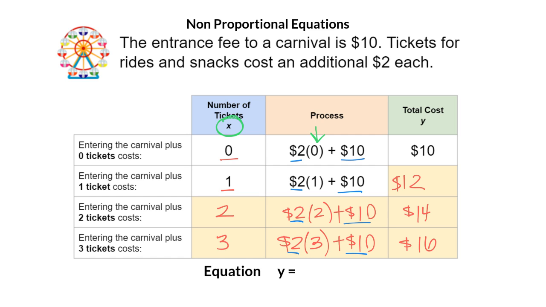So when we write our equation, I know I can have 2 as a number that stays the same. X is going to represent the number of tickets, so I'm going to represent that with the letter X. And then plus 10 is always staying the same, so I'm going to also write a plus 10. So the equation that represents this situation is y equals 2x plus 10.